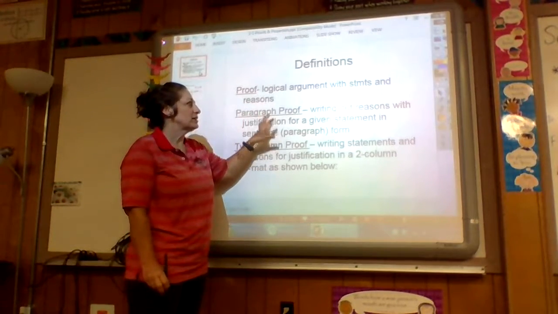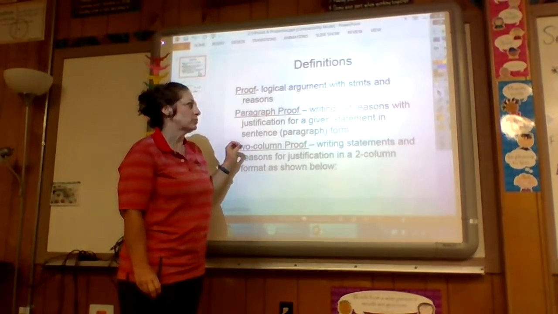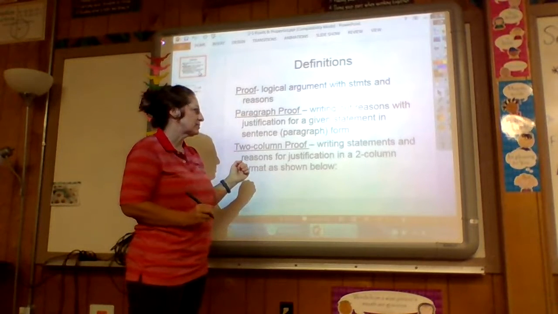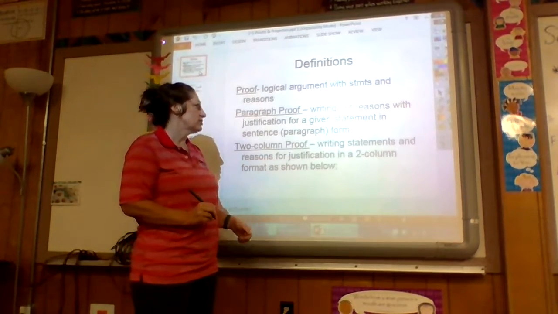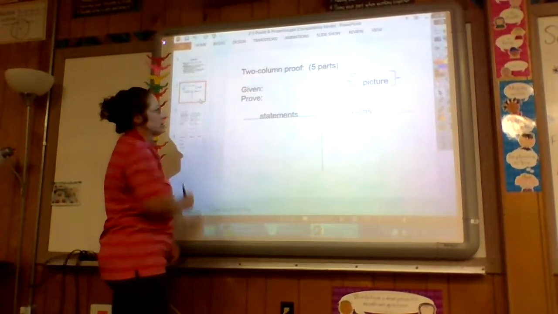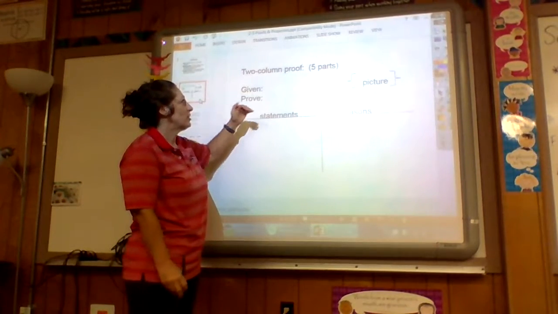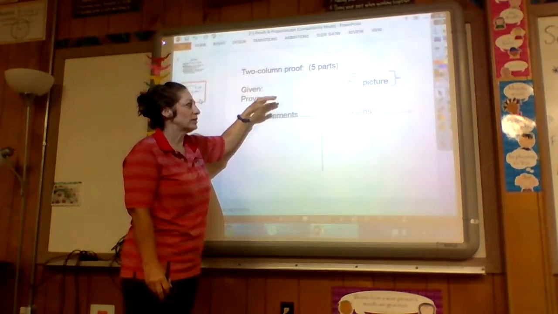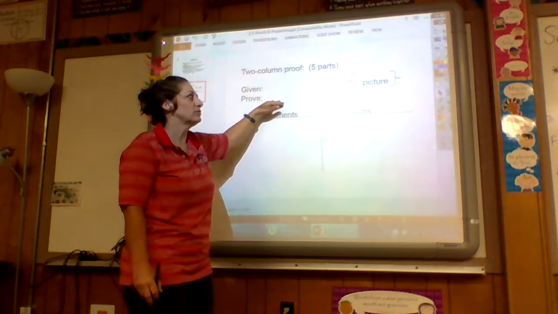We have several kinds. A paragraph proof, like we mentioned, we don't do many of those, but it's the kind where you would write out an explanation. We mostly focus on two column proofs, which are in the format that looks like this right here, where you have five parts. You have a given statement that will be given to you. You're trying to prove what they give you, what you are trying to prove.